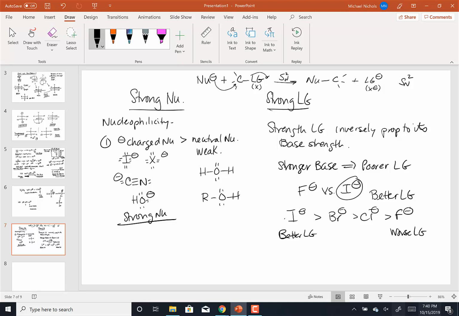So neutral nucleophiles like water and alcohol are going to be weak nucleophiles, and negatively charged nucleophiles are going to be strong. Okay, so that's our first starting point.